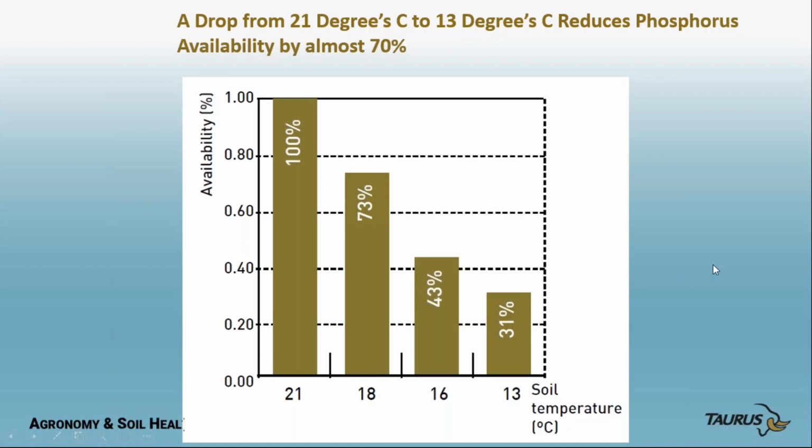So temperature really influences things, and that's why we put the phosphorus down early. We do it with something like Active Prime. We then put in Crystal Green, or we put in MAP or something like that to feed those plants early and hopefully throughout the growing season.